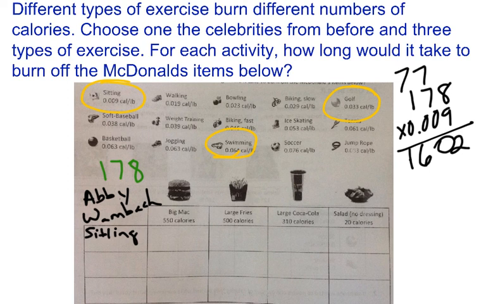Then I know I'm going to move the decimal 1, 2, 3 spots. So sitting around doing nothing burns 1 and about 60/100ths, and you can round to the nearest hundredths place. So 1 6/10 calories.